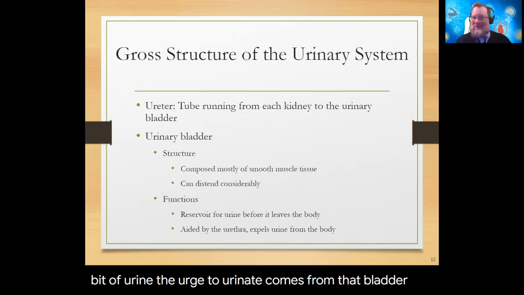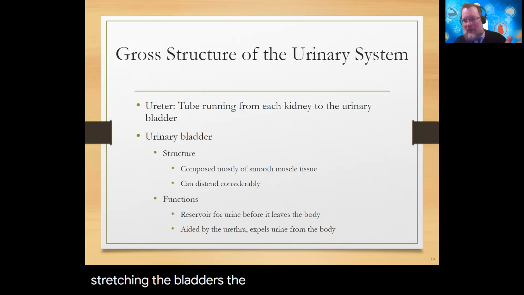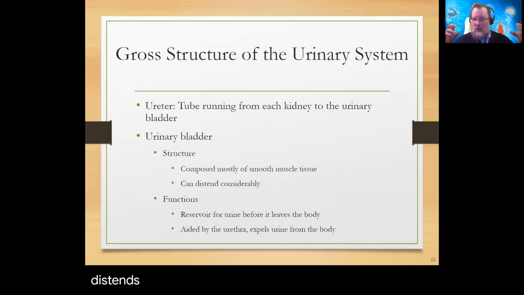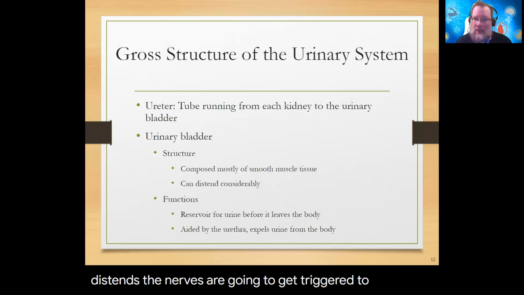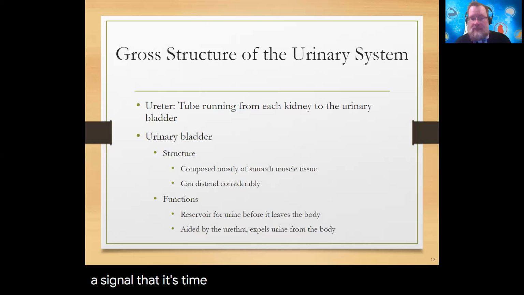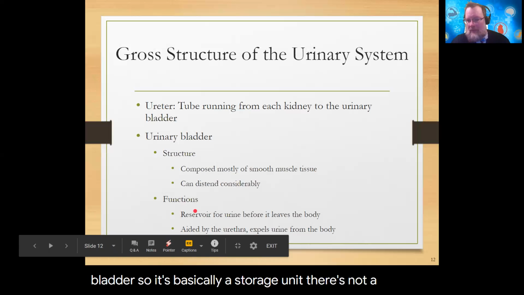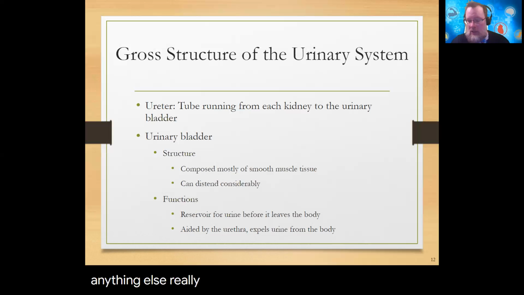The connective tissue between the epithelium and the smooth muscle, as well as the smooth muscle, is going to be full of nerves. So there are several different plexuses throughout, and as the bladder distends, the nerves are going to get triggered to send you a signal that it's time to go potty. So that's kind of what's going on with the bladder. It's basically a storage unit. There's not a lot of anything else really going on in the urinary bladder that we know of.